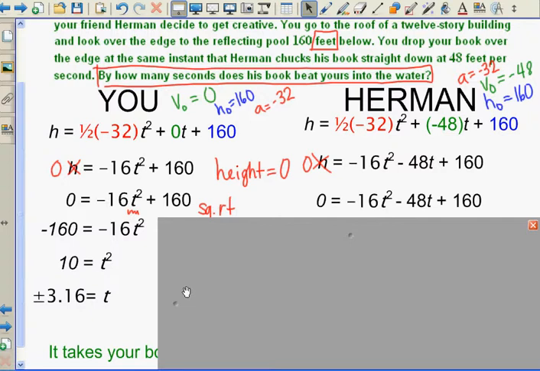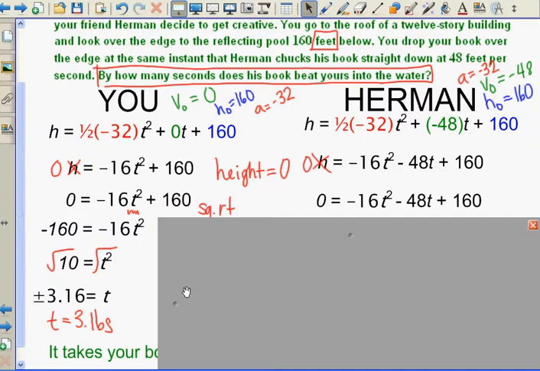There we go, for you. I subtracted the 160 over, then I divided by the negative 16. So t squared was 10, and then I square rooted both sides. So I've got plus or minus 3.16. But we know that in context, it's not going to take your book negative 3.16 seconds. So we only want the positive. It takes your book a little over 3 seconds to fall the 12 stories.